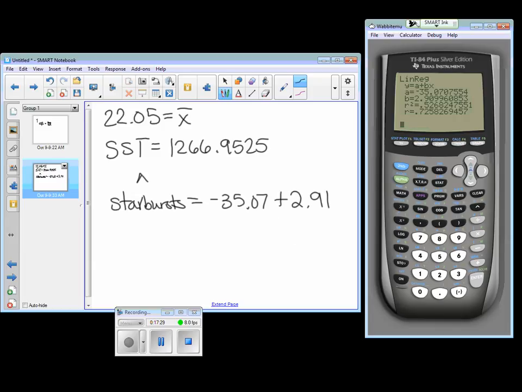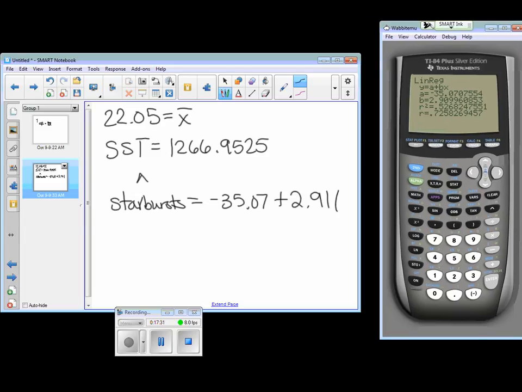And then the variable is the hand size, hand span. Just running out of room, so I'm just going to write it sideways. Okay? So what if we write it in context? That is context. Starbursts and hands, when you put the names of the variables in there, that's the context.